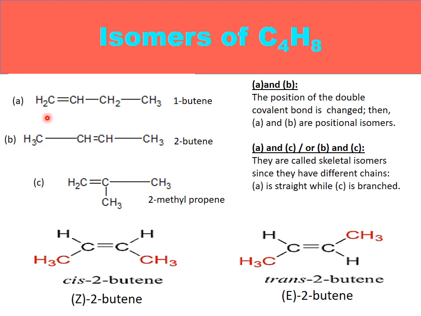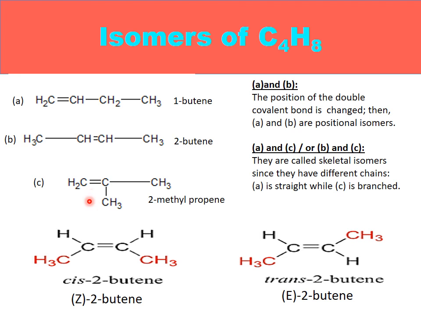So A and C or B and C are called skeletal isomers. Why are they called skeletal isomers? Since the difference between them is in the carbon chain. A is represented as a straight chain alkene, while C is represented as a branched chain alkene. The same for B and C. B is represented as a straight chain alkene, while C is represented as a branched chain alkene. For this reason, they are called skeletal isomers.